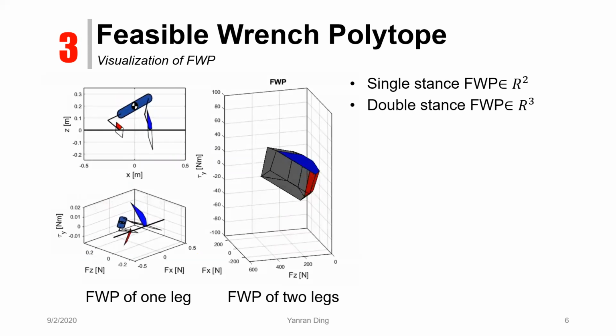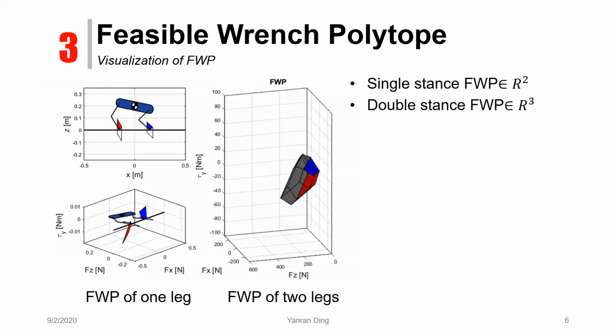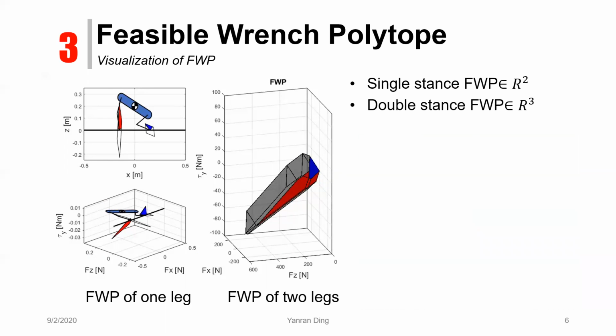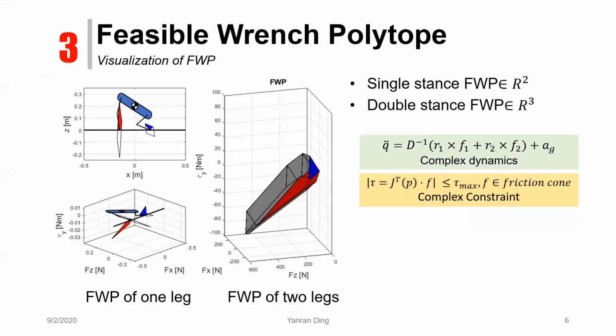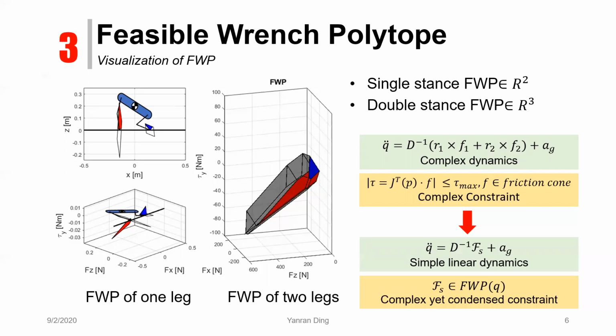Here we provide a visualization of the FWP. As we can see in the lower left graph, the FWP of each contact leg is a two-dimensional polytope. When the robot is in double stance, the FWP is a three-dimensional polytope, as can be seen on the right-hand side. By using the feasible wrench polytope formulation, we can transcribe the original formulation with complex dynamics and complex constraints into a new formulation with simple linear dynamics and complex yet condensed constraints.